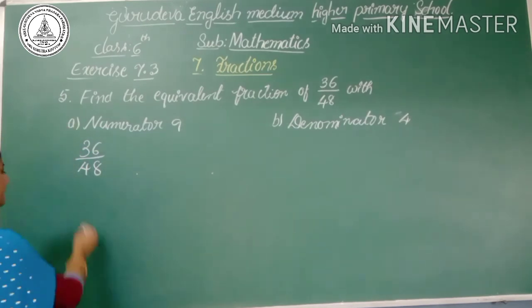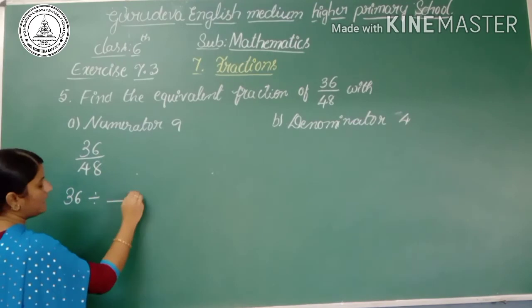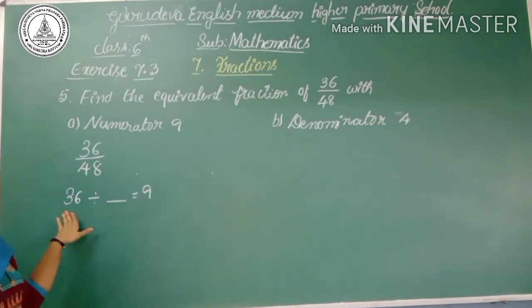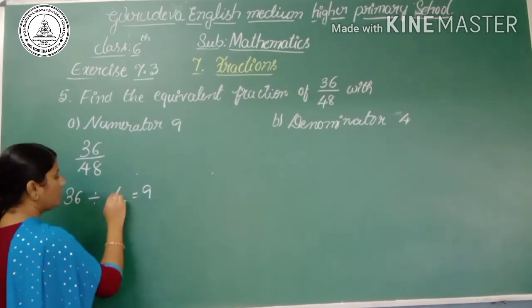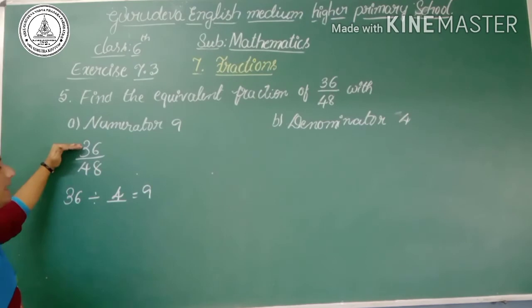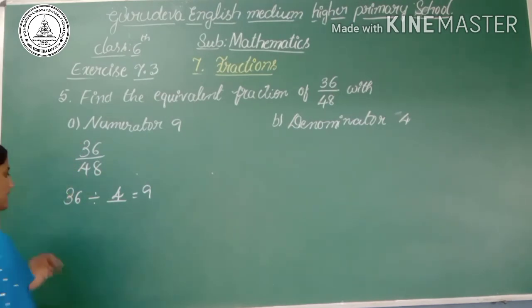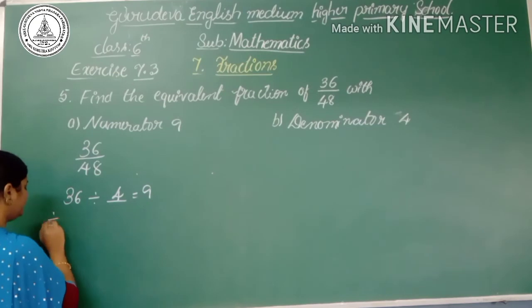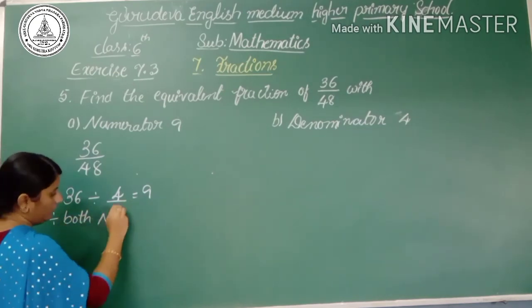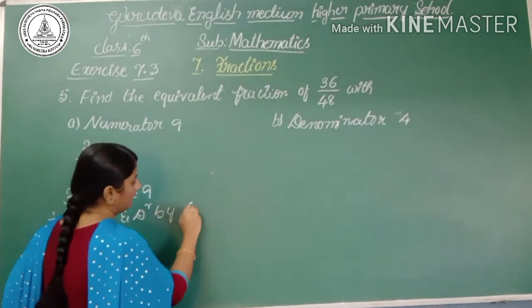Here the numerator is 36, divided by that, which equals 9. 9 times how much is 36? Yes, that is 9 4s are 36. So we have to divide both the numerator and the denominator by 4. Divide both the numerator and the denominator by 4.